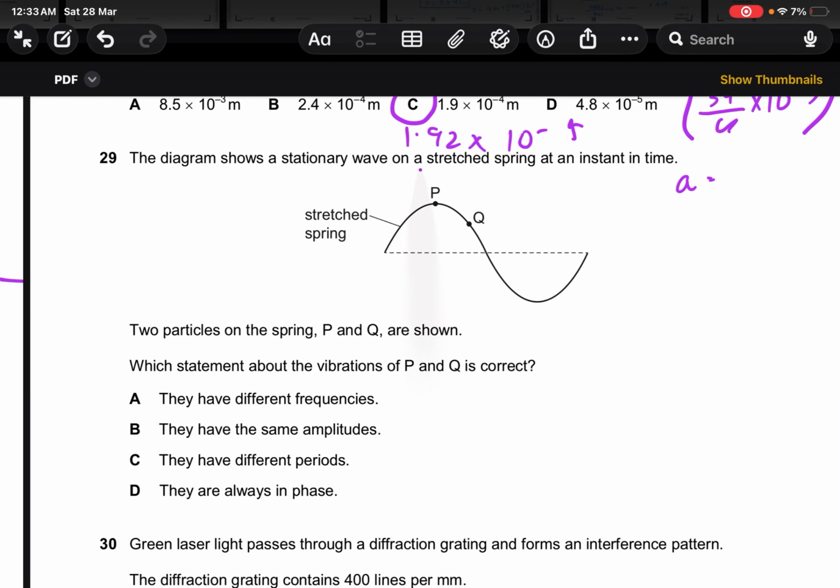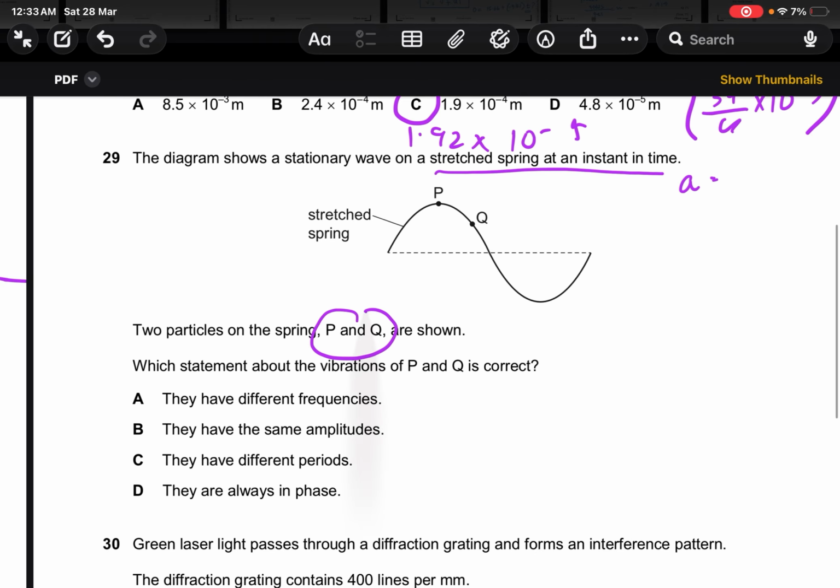The diagram shows the stationary wave on a stretched spring at one instant in time. Two particles P and Q are shown. So this is a stationary wave, remember. P is an antinode. In a stationary wave, particles move, but they don't change their amplitudes. That remains the same. Okay, which statement about the vibrations of P and Q is correct?